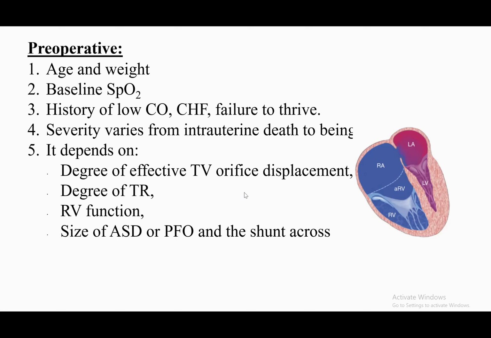We preoperatively check the age and weight, baseline saturation, history of low cardiac output, congestive heart failure, and failure to thrive. Severity varies from intrauterine death to being asymptomatic. It depends on the degree of effective tricuspid valve orifice displacement, degree of tricuspid regurg, RV function, size of the ASD and PFO, and the shunt across.